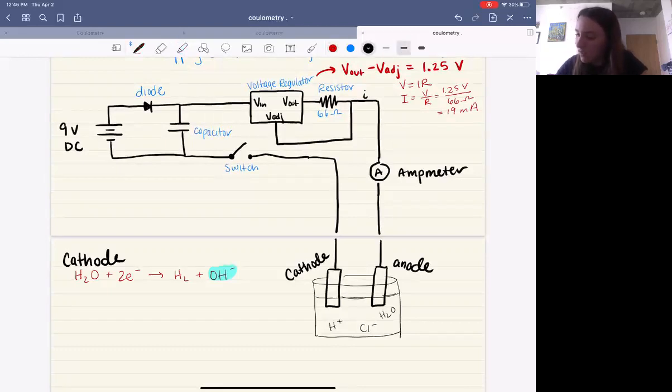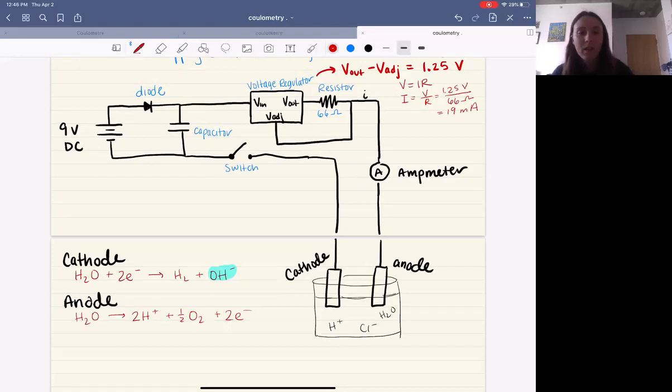At the anode, we'll be oxidizing water. This is just kind of a side reaction. We need to be able to neutralize our electrons, so the water will be oxidized. Awesome. So this is what's happening in a very basic sense, and this OH minus is then reacting with our analyte, the HCl that will be used in part 2.